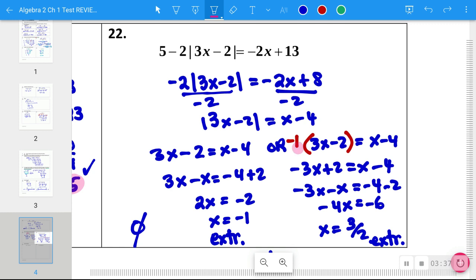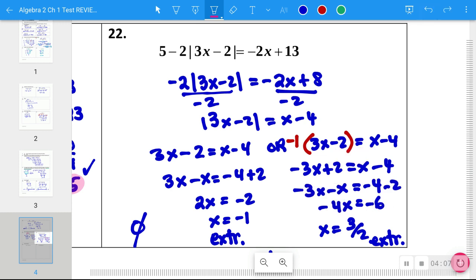Okay, so this other side here, you distribute the -1. Then you're going to bring all your like terms over, your x's over to the other side here, and anything else goes over. So -3x minus x is -4x. And the -4 minus 2 is -6. Divide both sides by -4, and you get 3/2. Or 1.5 if you prefer.